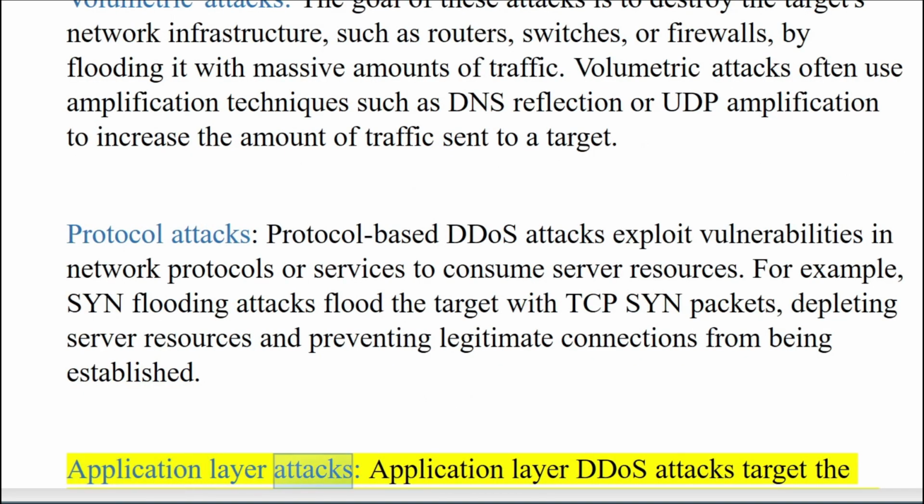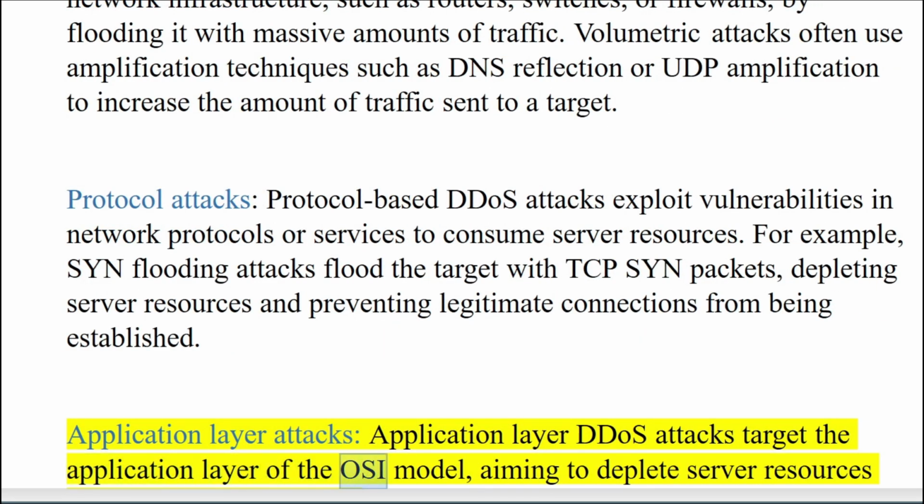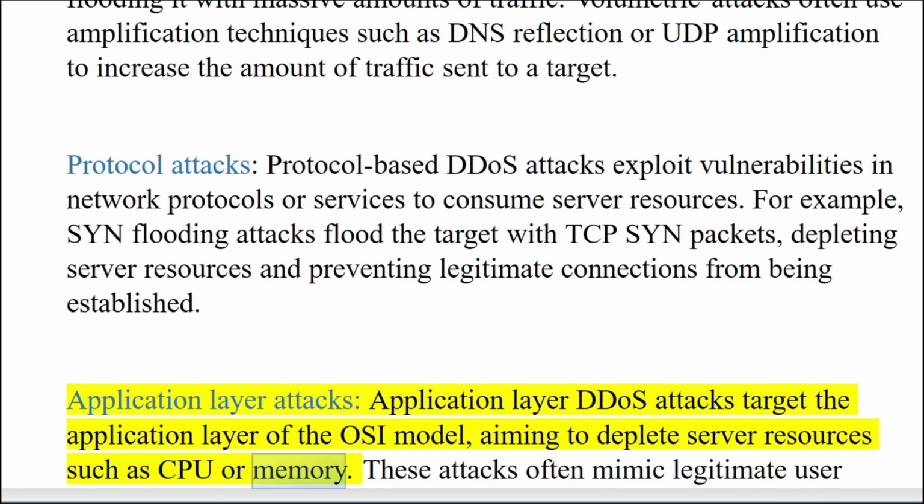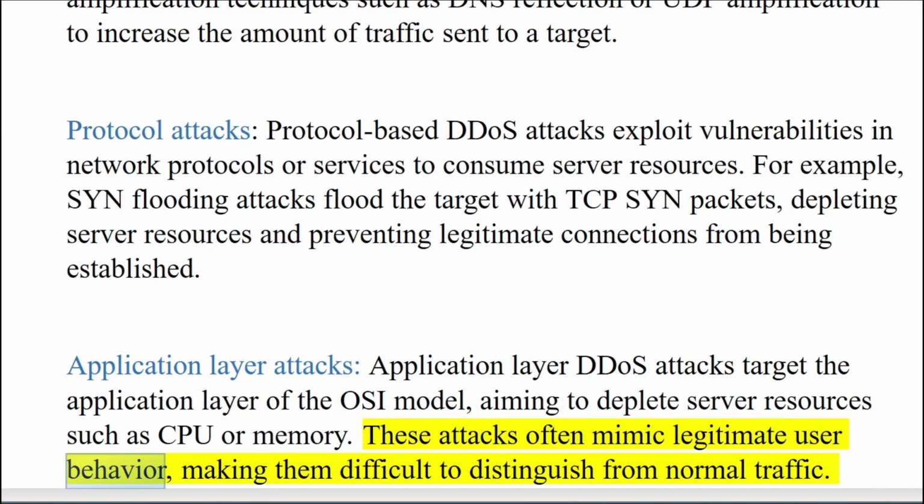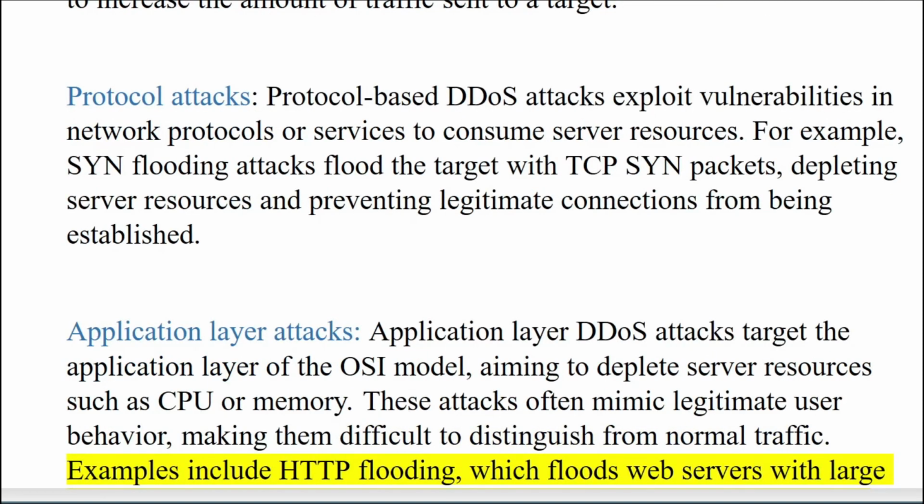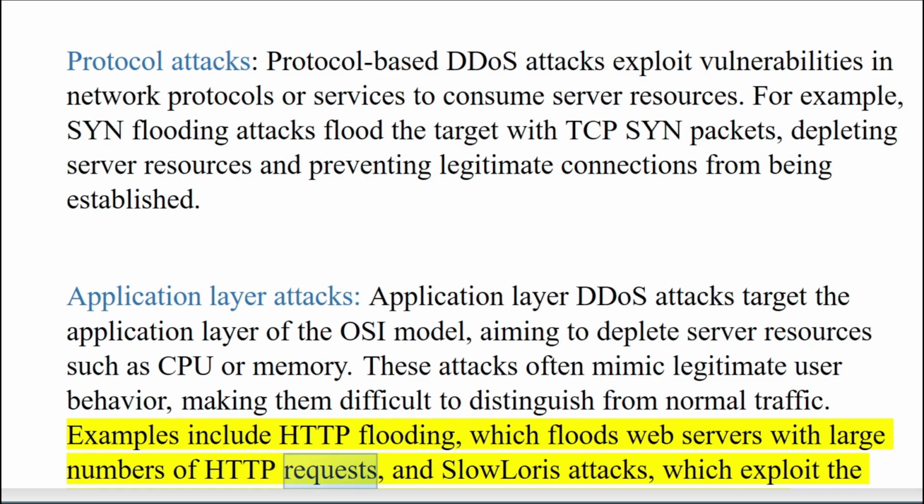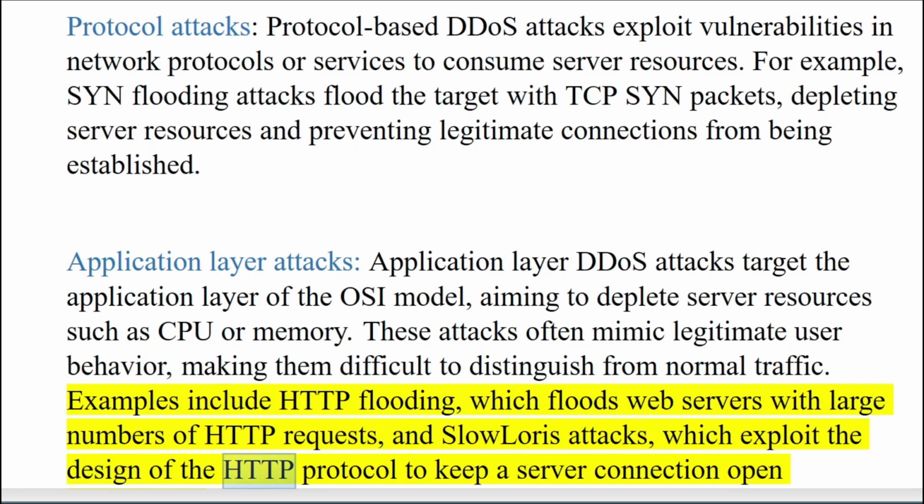Application layer attacks. Application layer DDoS attacks target the application layer of the OSI model, aiming to deplete server resources such as CPU or memory. These attacks often mimic legitimate user behavior, making them difficult to distinguish from normal traffic. Examples include HTTP flooding, which floods web servers with large numbers of HTTP requests, and Slowloris attacks, which exploit the design of the HTTP protocol to keep a server connection open indefinitely.